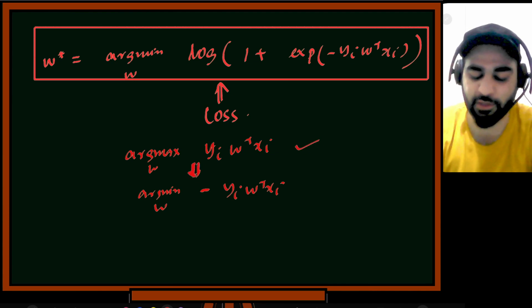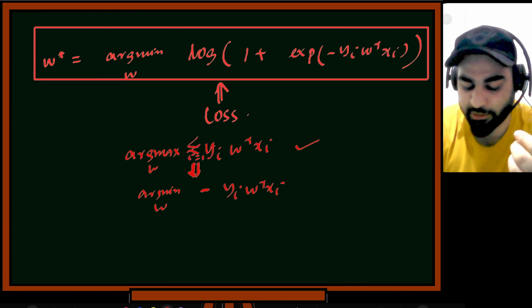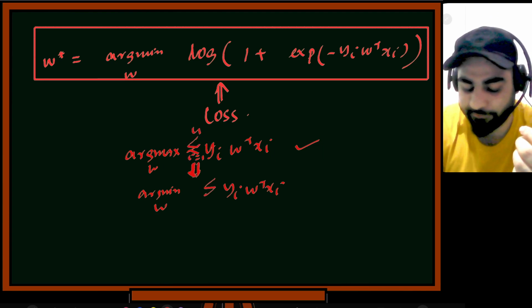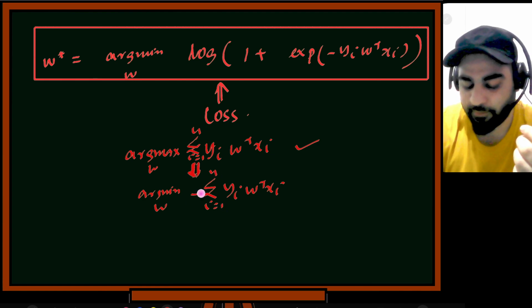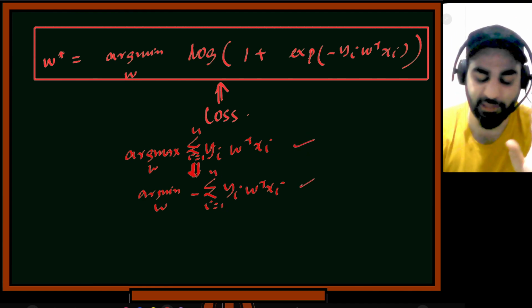So this was the original equation: I want to maximize this for all the points. This is also for all the points. How many of you agree with me that both of these are equivalent? Both of these will give the same w star.